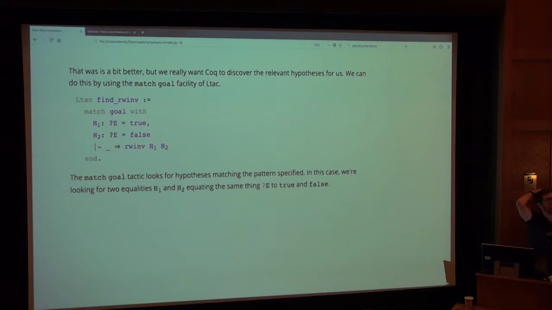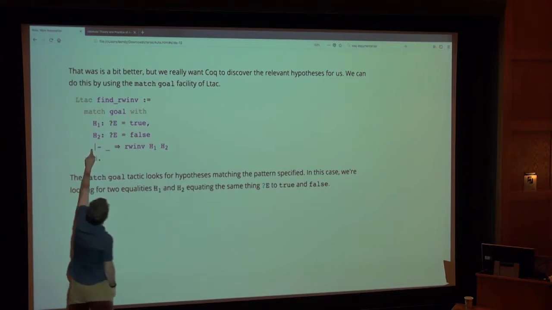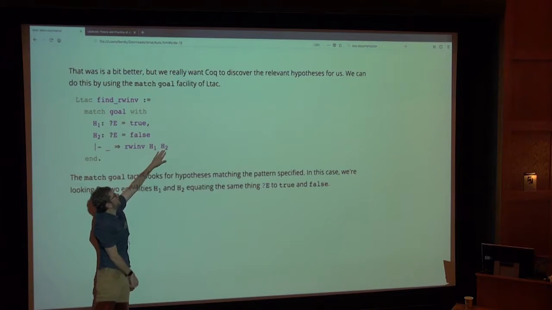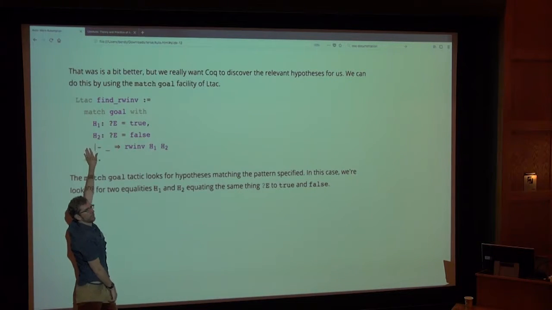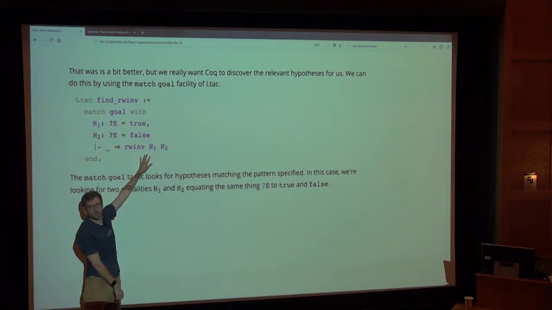Yeah. So the question is, are H1 and H2 required, and are they just names? The answer is yes, they are just names. We could have called this foo if we'd wanted, or bar, or H3. They're just the identifier we're going to use to refer to them in the body of this clause.